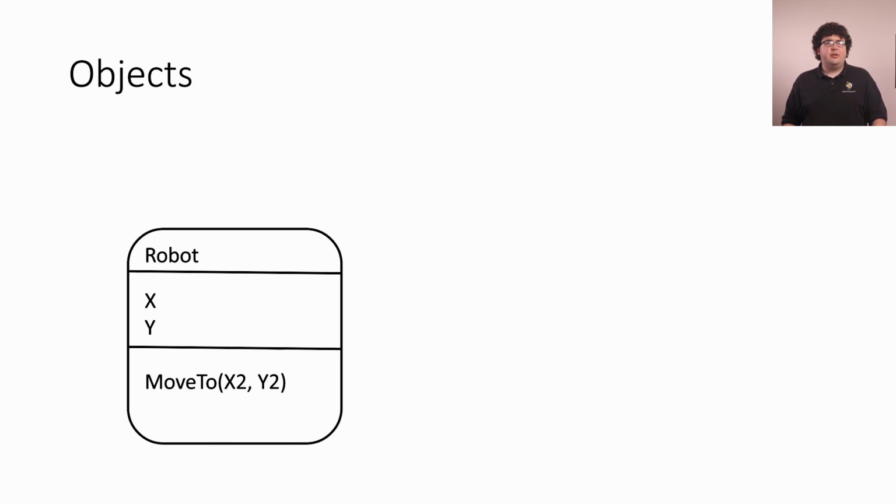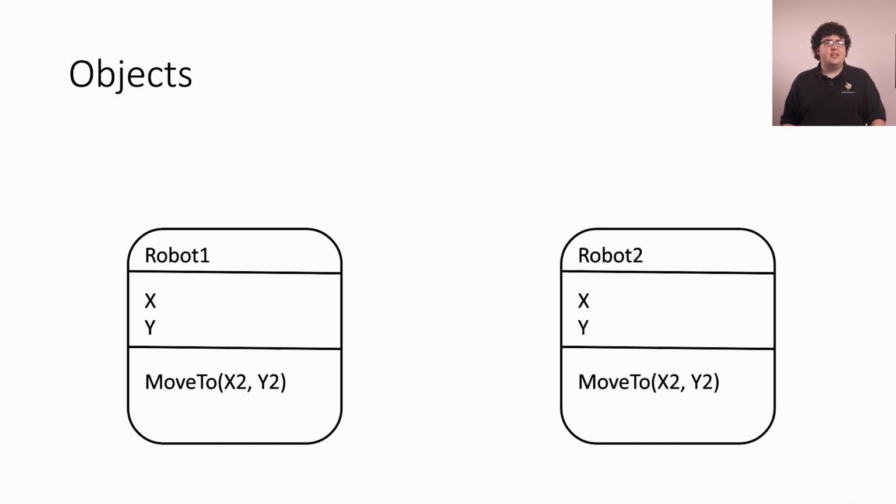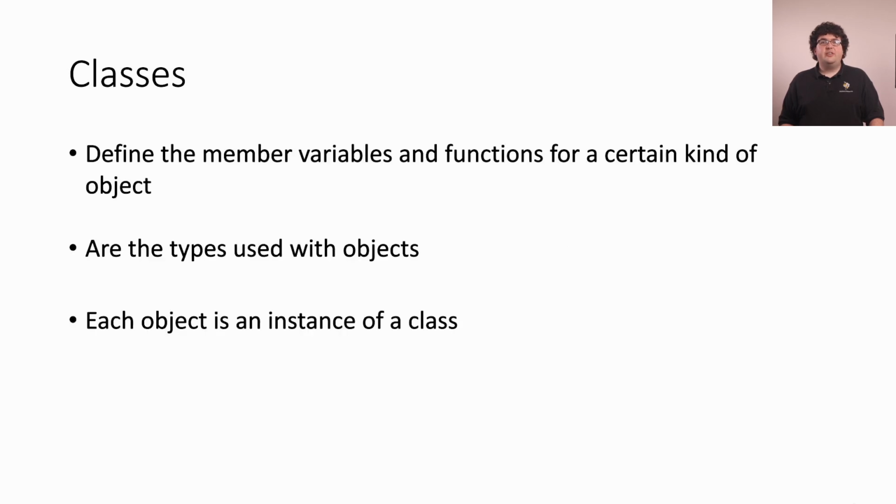An important thing to note is that you can have multiple instances of the same type of object. If we have two robots, for example, calling moveTo on robot 1 does not change the member variables of robot 2. These two instances are separate objects. We define the structure of objects using a class in our code. This is something we'll look at how to write later on in the training. For now, we just need to know that we can have multiple objects, all of the same class, moving around in our code.